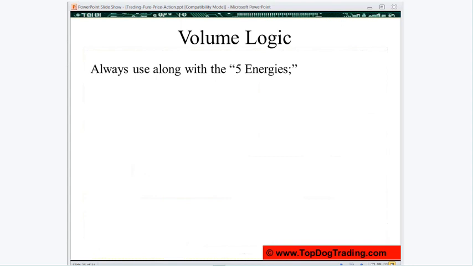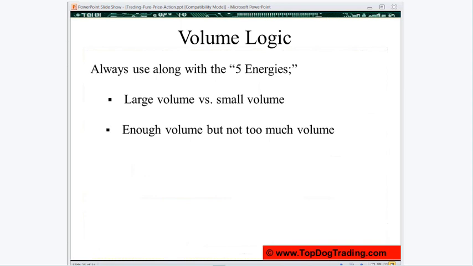All right, let's look at how we can use some volume. This is a little more intermediate level. We're going to use this with the 5 energies method I shared with you and outlined at the beginning. Now here's what we're going to do. We're going to distinguish between large volume and small volume. We want enough volume, but not too much volume. Okay, we'll come back to that.